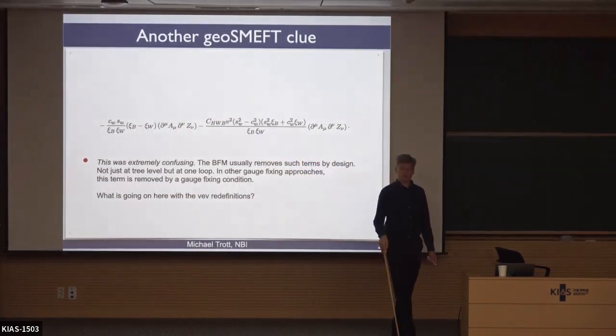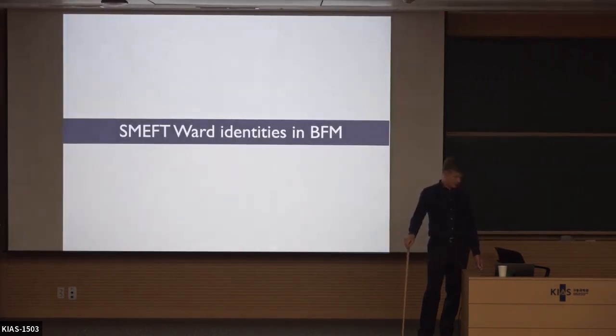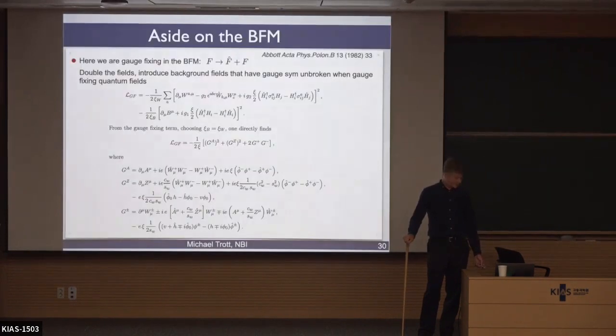So that's to do with redefining the photon and the Z field. This was a mystery to me. So the mystery has been solved, and it was another clue to our thinking geometrically. Let me show you how we solve that.